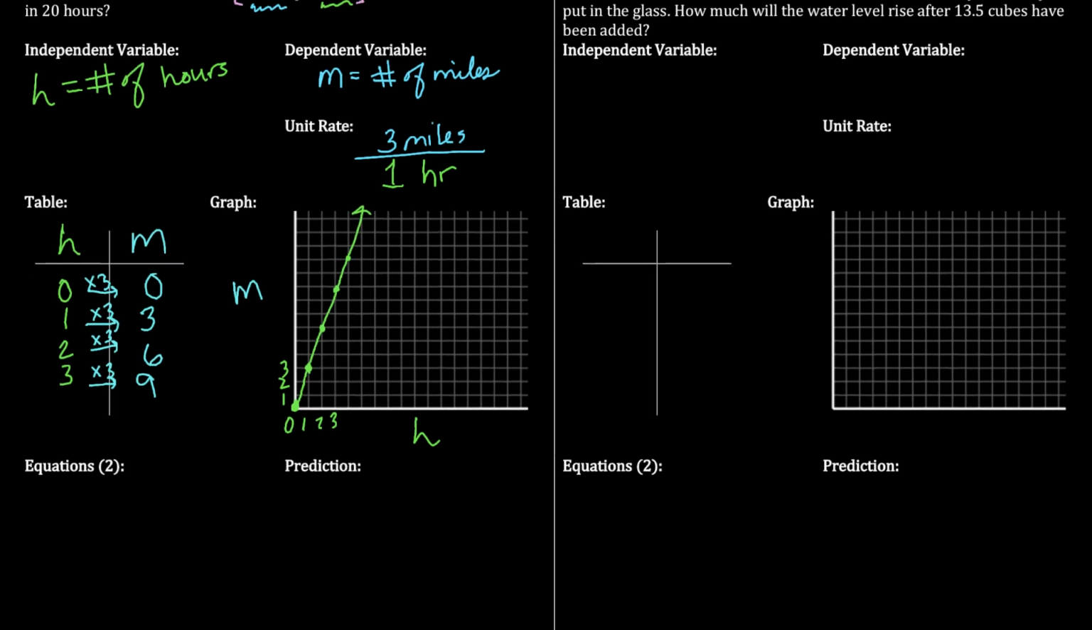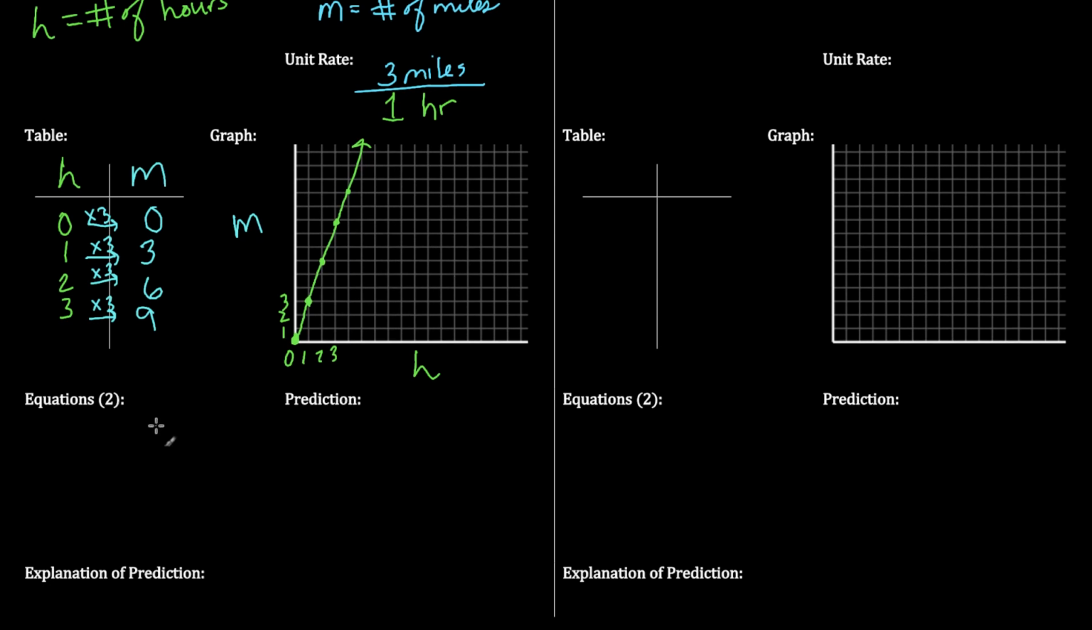So let's go ahead and write 2 equations. So if we take the number of hours and multiply it by 3, we will get the number of miles. But that's not the way you're going to see it most of the time. Most of the time, you're going to see it like this. The miles equals 3 times the hours, or 3h.